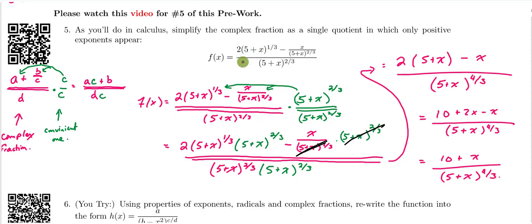And I've parked this in the form that I wish to. I've cleaned this up. Notice that I now have just a single quotient and I only have positive exponents appearing. Everything is simplified. Okay? Folks, if you found this step difficult, that's okay. This is a really, really tricky problem, but it's also one that you do need to learn how to do.